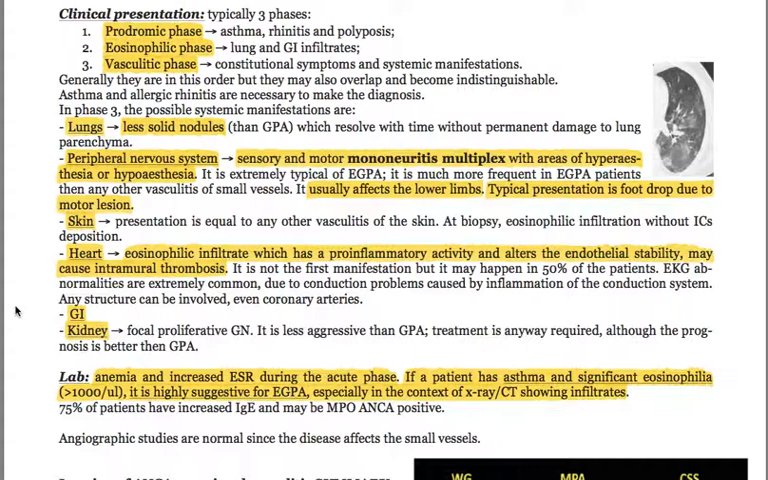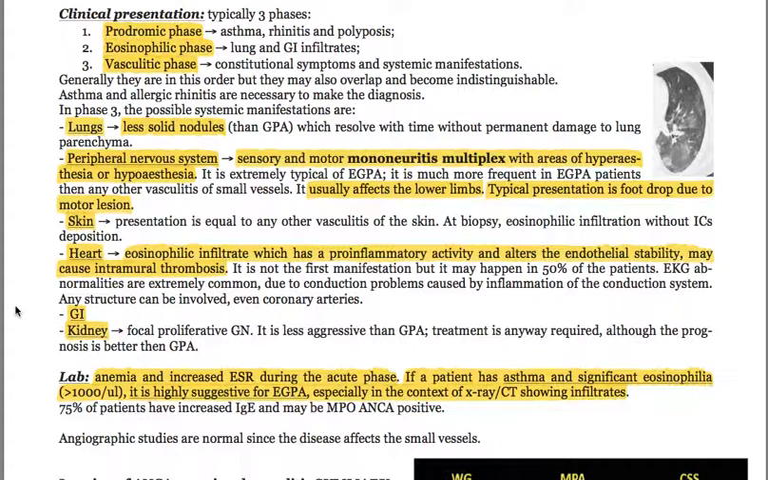In phase 3, the possible systemic manifestations are, in the lungs, fewer solid nodules than in GPA, which resolve with time without permanent damage to the lung parenchyma. In the peripheral nervous system, we have sensory-motor mononeuritis multiplex with areas of hyperesthesia or hypoesthesia. It's extremely typical of EGPA, much more frequent in EGPA patients than in any other vasculitis of small vessels. It usually affects the lower limbs. The typical presentation is foot drop due to motor lesion.